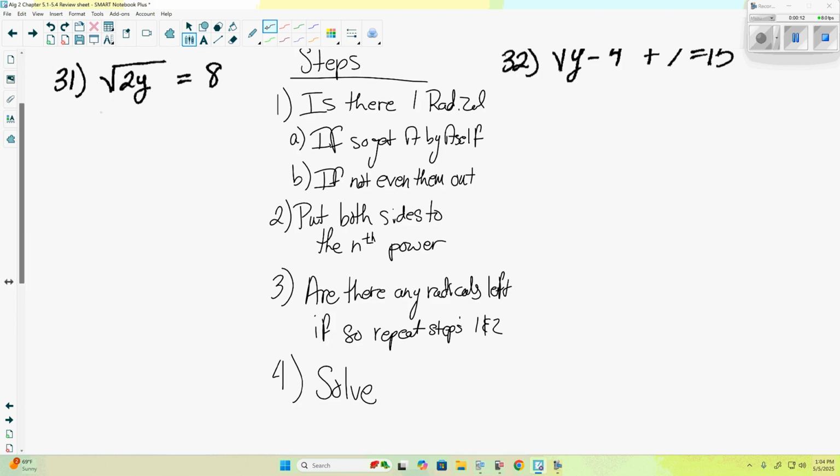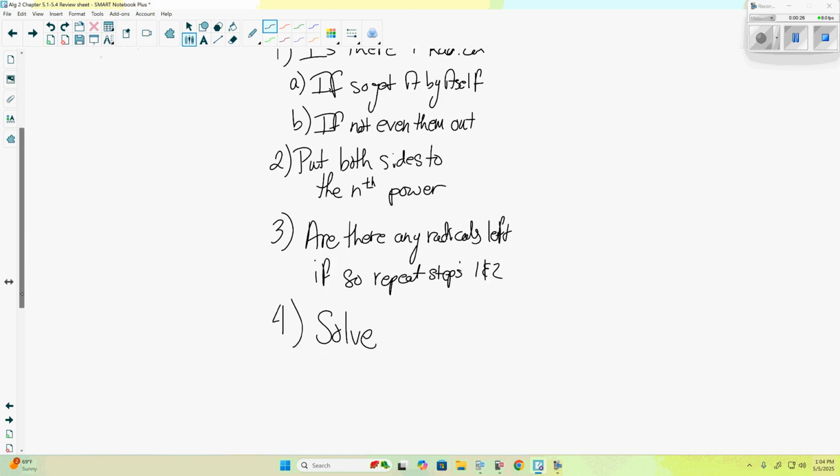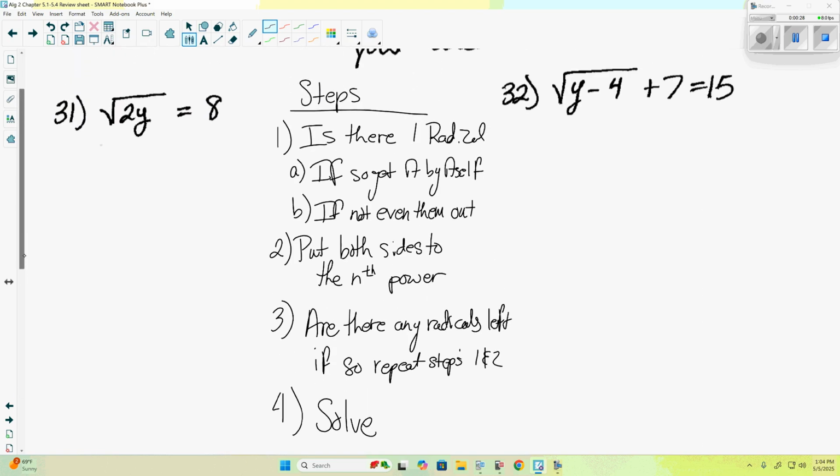First step, is there one radical? If so, get it by itself. If not, even them out, so we have an even number on both sides. Then we're going to put both sides to the nth power. If there's still radicals left, we're going to repeat steps 1 and 2 and then solve.